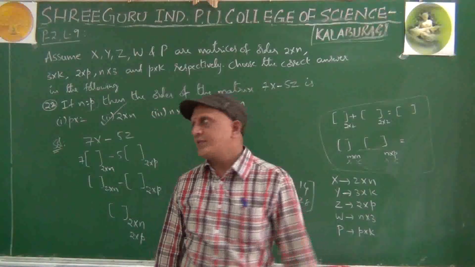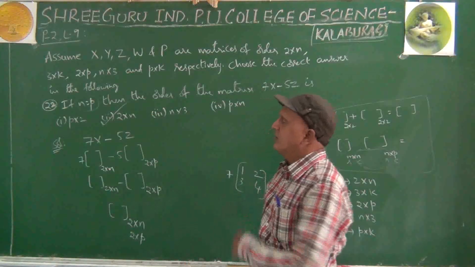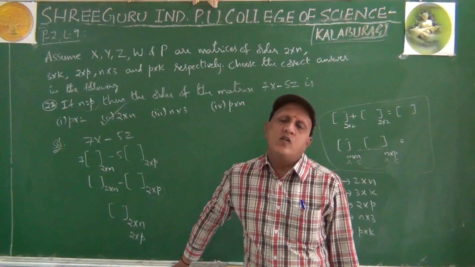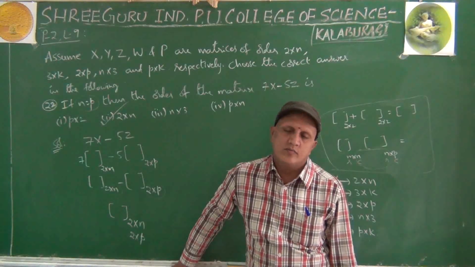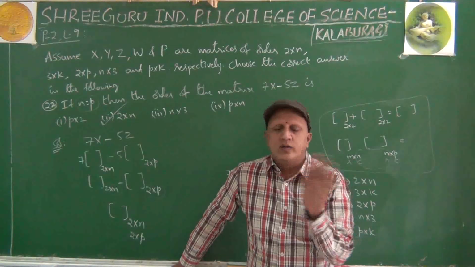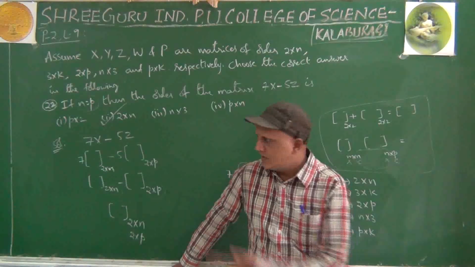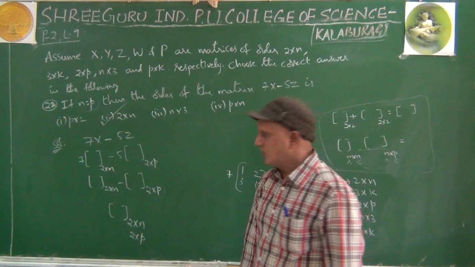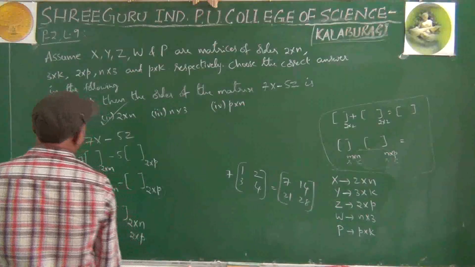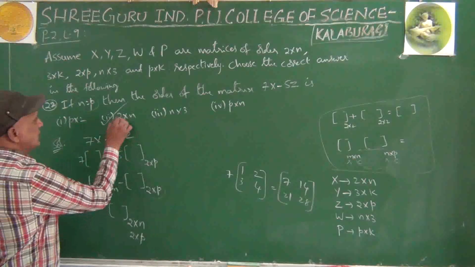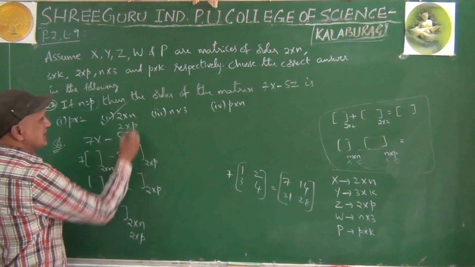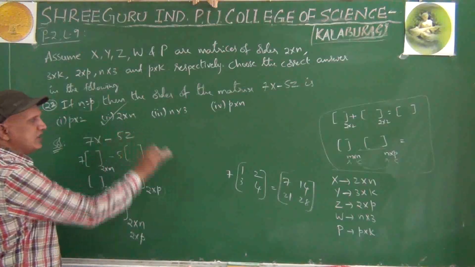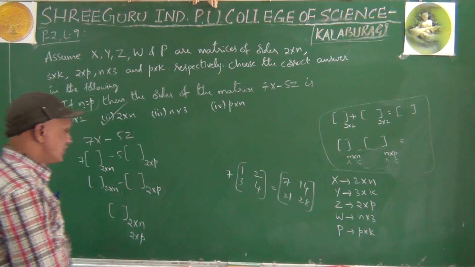Sir, in the options if they give both 2 by n and 2 by p, for which one we have to mark tick? They don't give. Why? Because both are correct here. In the question only they are telling n equal to p, so 2 by n and 2 by p are the same. They don't give both the options, only one option they give. So the answer is 2 by n.